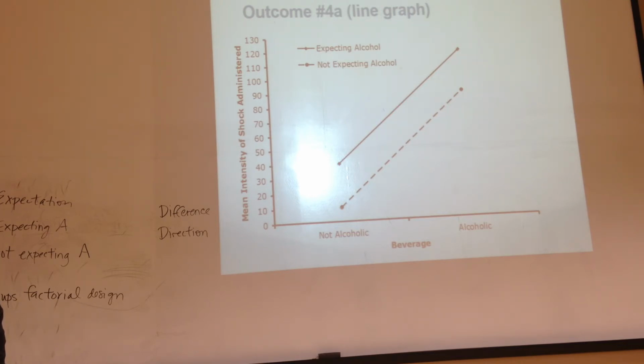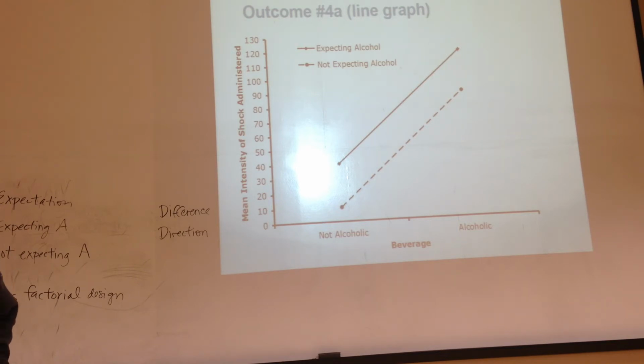What about expectation? Do you think there's a possible main effect of expectation? Maybe. Why? Because the lines are a little bit apart. They're not super far apart, but they are some apart. So there's a possible main effect of expectation. What is that effect? Can you describe the effect to me? If the solid line is expecting alcohol and the dashed line is not expecting alcohol.